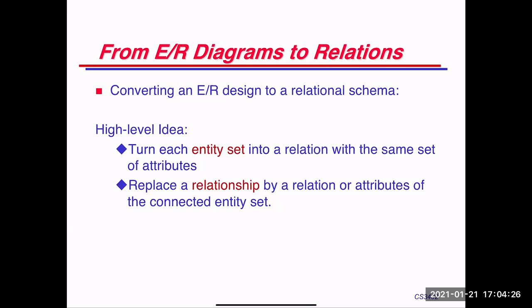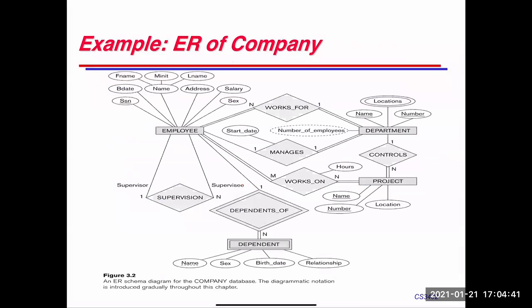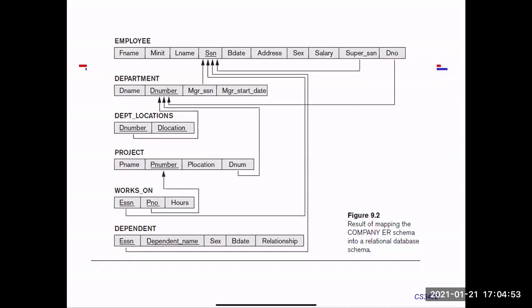And I hope that doesn't confuse you, but there is a difference between relation and relationship, right? Relationship is what we have in the ER model, whereas relation is what we're looking at in the relational model. Okay, so again, we're going to look at this company database. We will map this ER model here to a relational model, and this will be the result of our mapping algorithm.